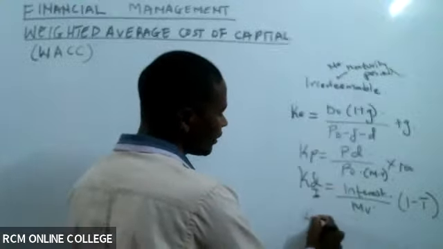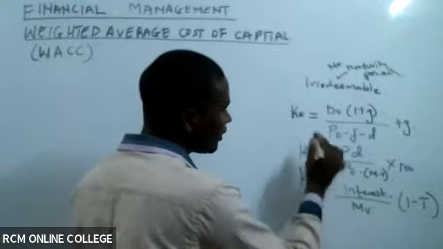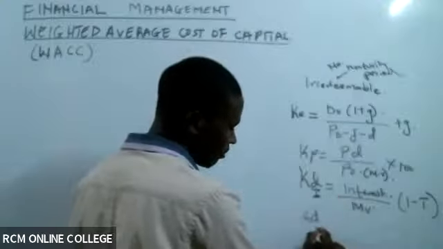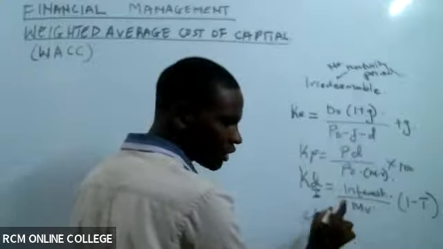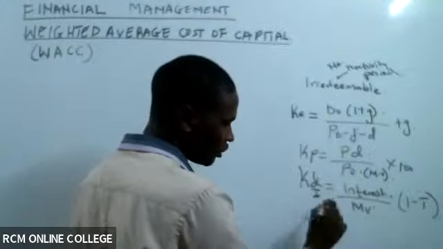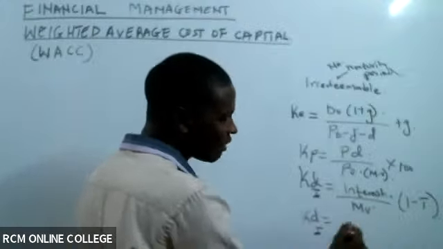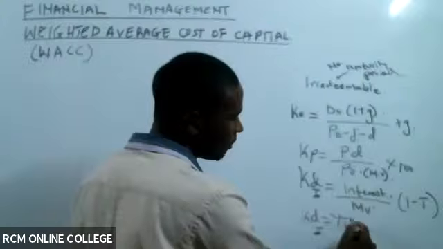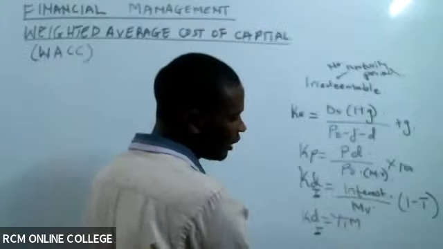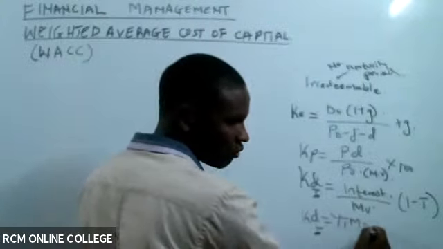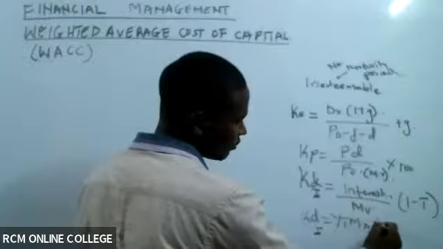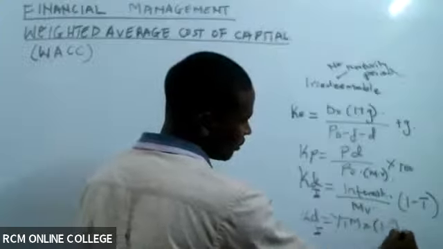So KD for the redeemable, the one that has a maturity period, is simple. It is given by YTM, yield to maturity. Then you adjust this for tax, 1 minus T.